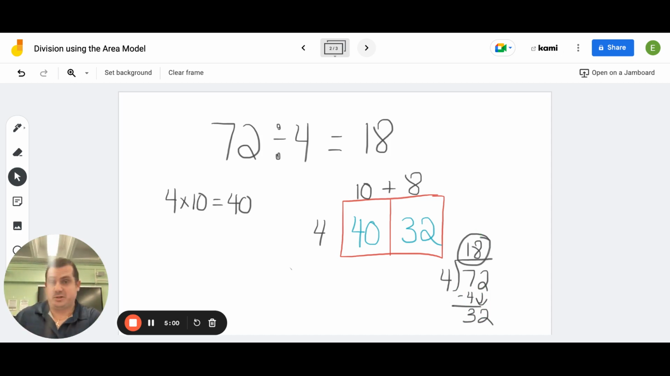So there is your quotient, 18. So 72 divided by 4 is 18. All right, so very quickly, let's just look here and then we'll wrap up the video.